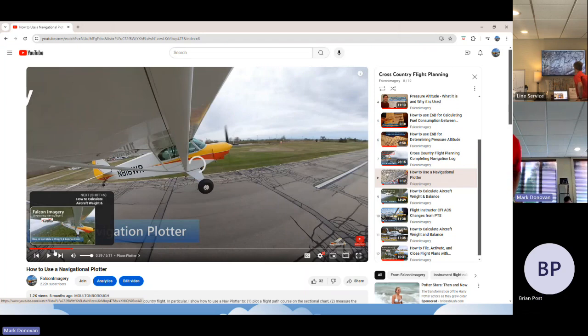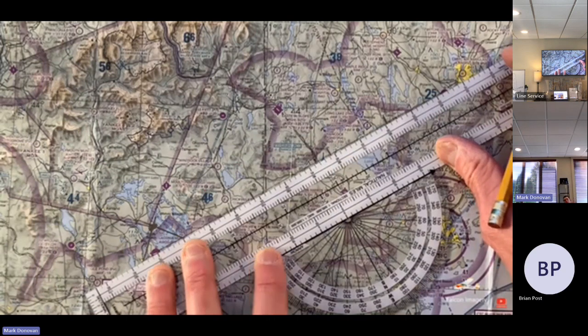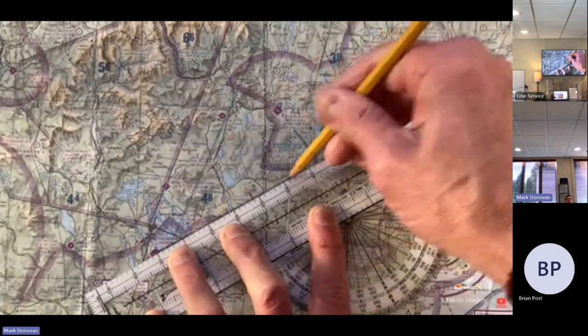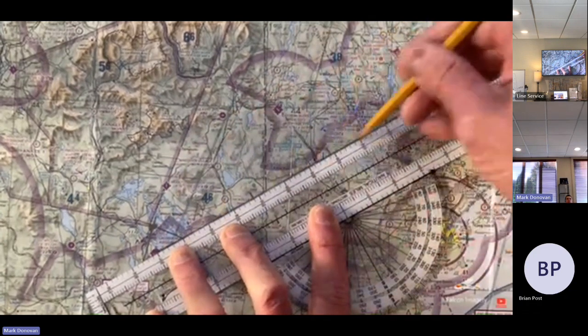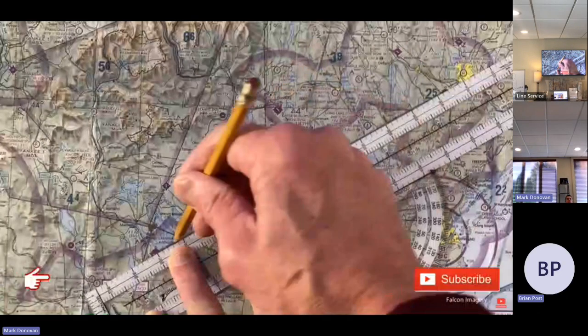Yep. First thing we want to do is place our plotter along the course that we plan to fly. We're going to fly between Laconia Airport here and Auburn Lewiston Airport up here. So I'm going to put my plotter in between the two points. I'm going to take a pencil and draw a very thick line so it's very legible to see, particularly in the air when you're flying. What we really want to use this for is pilotage and dead reckoning.